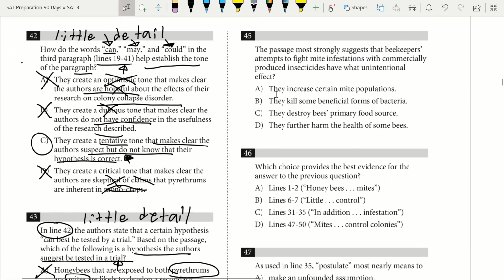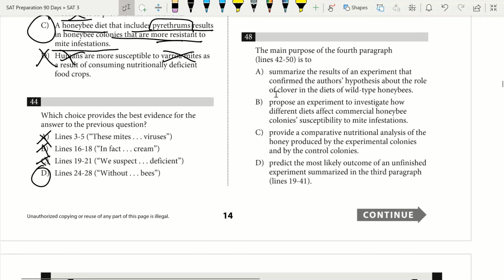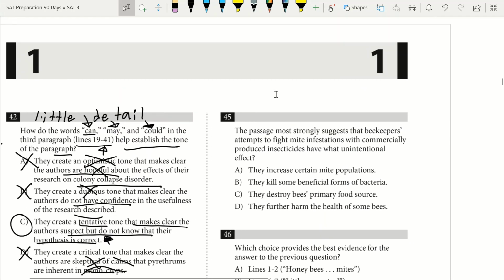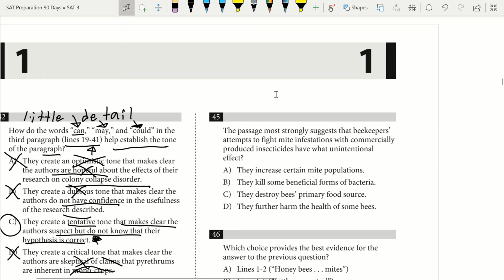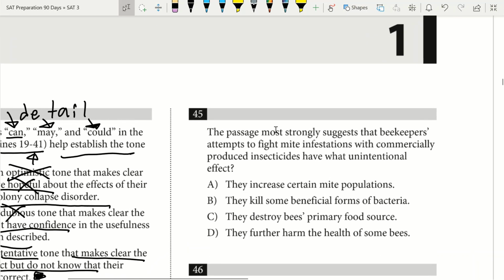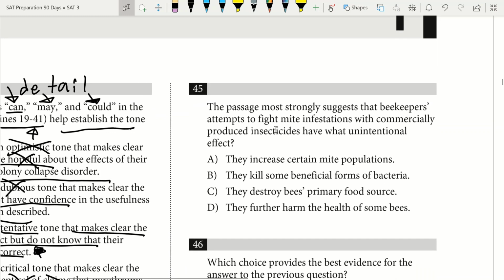All right, so as far as question types, I'll go ahead and cover that real quick. 44 is just an evidence question, right? That's all the question type is for that one. 45, the passage most strongly suggests that the beekeepers' attempts to fight mite infestations with commercially produced insecticides have what unintentional effect? Well, I already talked about this a little bit, right? We talked about how that's going to further harm the health of those bees. And our next question is evidence, so I can actually go ahead and find that for you as well.